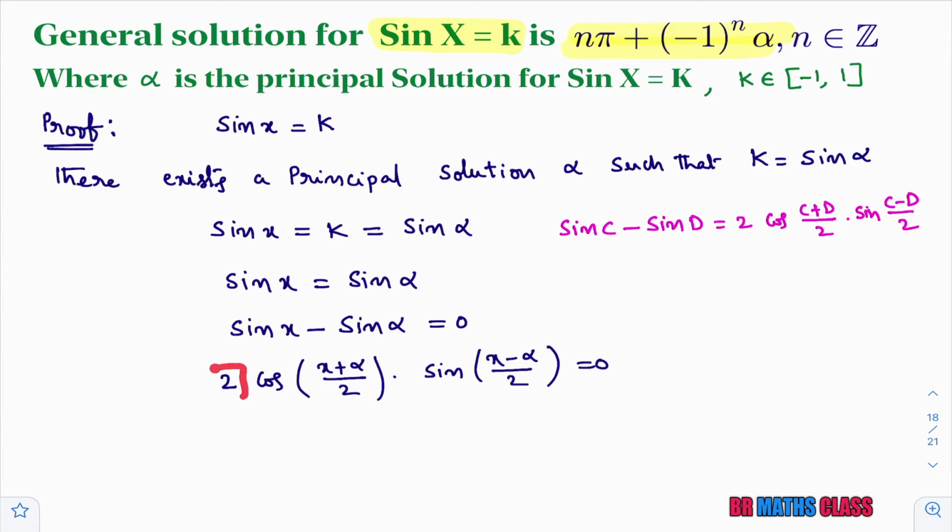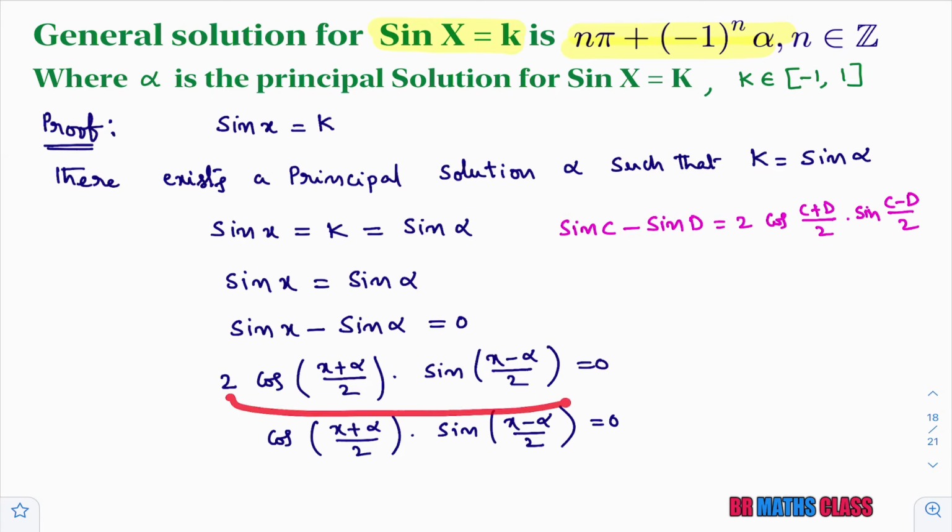You observe this 2 is there now. I'll take it to the right hand side part. 0 divided by 2 is 0. So, as I take 2 to the right hand side, 0 divided by 2 is 0. So, what will I get here? Cos of (x plus alpha)/2 into sin of (x minus alpha)/2 equal to 0.